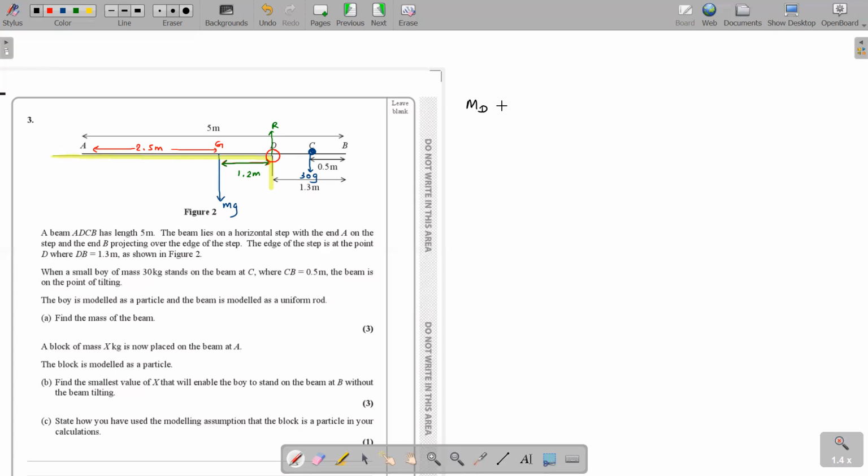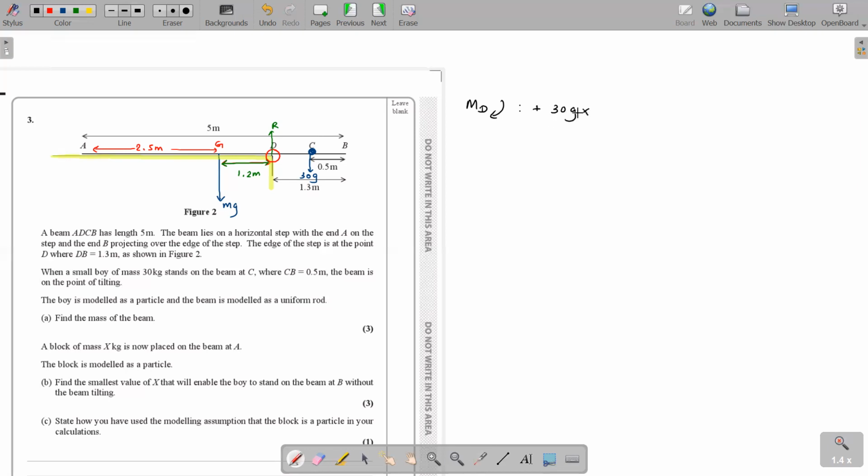Taking moments around D, let me take clockwise as positive. So what do we get here? From the point D, does the 30G make a clockwise moment or an anticlockwise moment? From the point D, 30G is moving down. The 30G is pulling this down, right? So it's going this way, which means around D, it's going to give you a clockwise moment. Do you agree with me? So moment is force into distance. It's a clockwise moment, so positive.